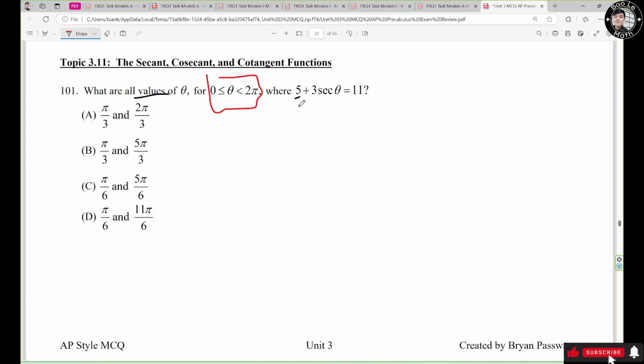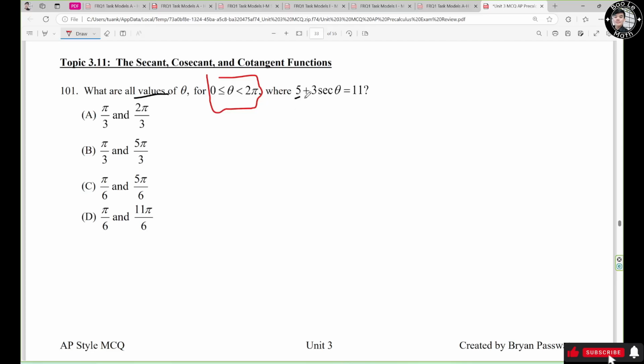Now, keep in mind, when it comes to secant, cosecant, and cotangent, you need to convert it to sine and cosine, or tangent. So it's going to be really helpful. If you don't know the formula, please check out the link in the description below to see the trick I show you how to memorize this.